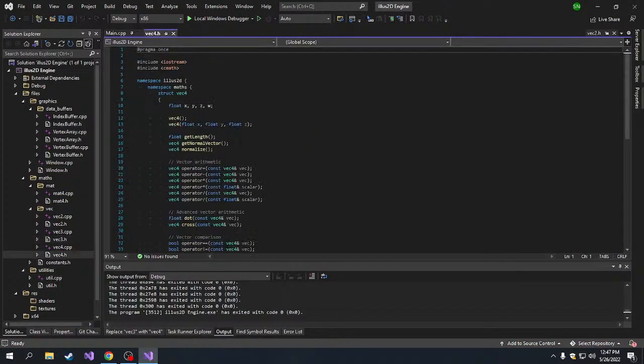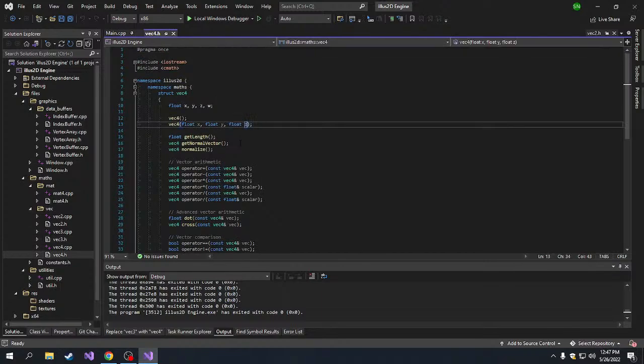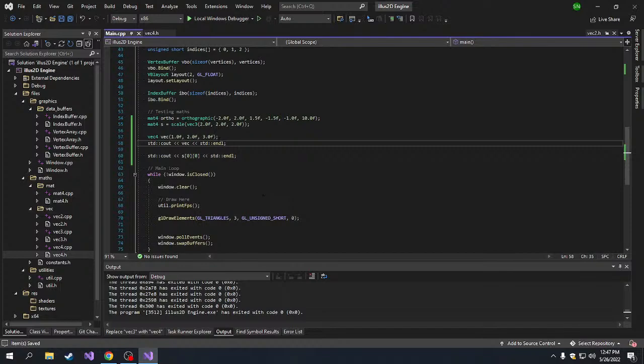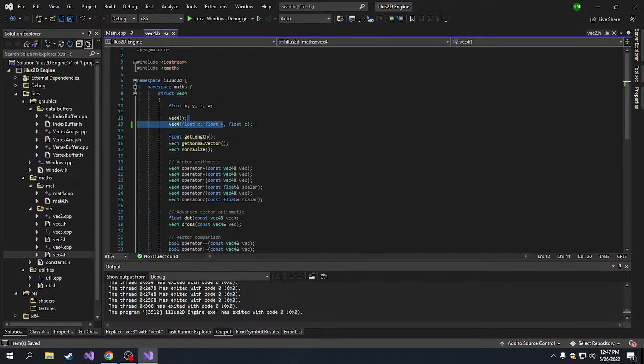Okay, so let's see where we messed up. Of course, we've got to take a float W, which is not going to be anything because we don't want the user to do it. Float x, float y, float w. Back in vector4.h, I think we're providing a W by ourselves. Is that the reason? Hold on.